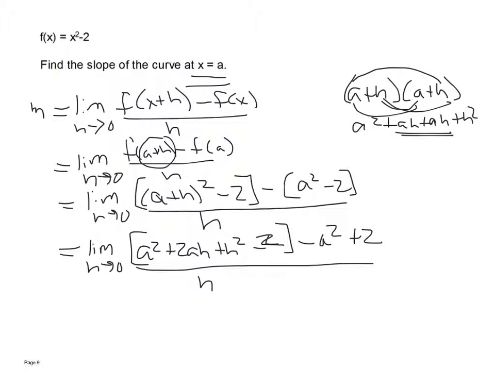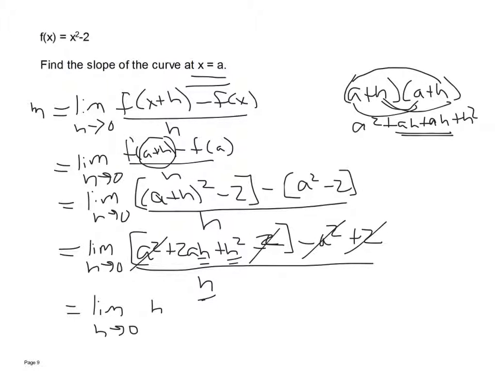Still all over h. Now notice that a squared and the minus a squared are going to cancel. The minus 2 and the plus 2 are going to cancel. And basically, you've screwed something up if all your terms that are left don't have an h in them, because you want an h to cancel, because you've got to get rid of that dividing by h. You can't do limits when you divide by 0.